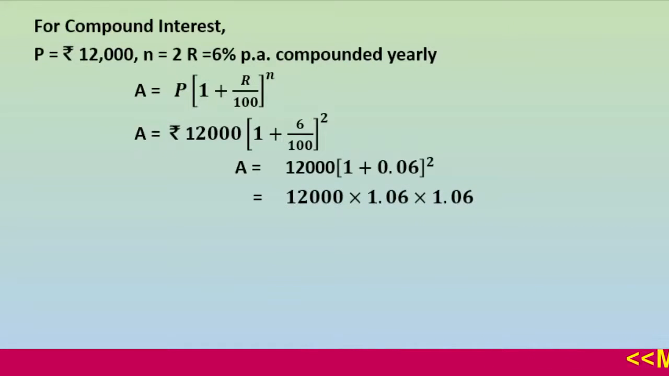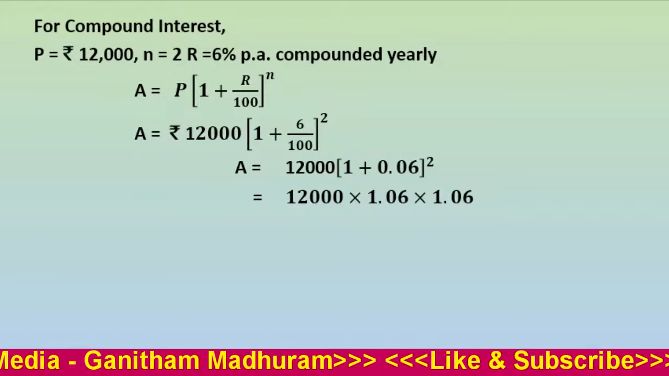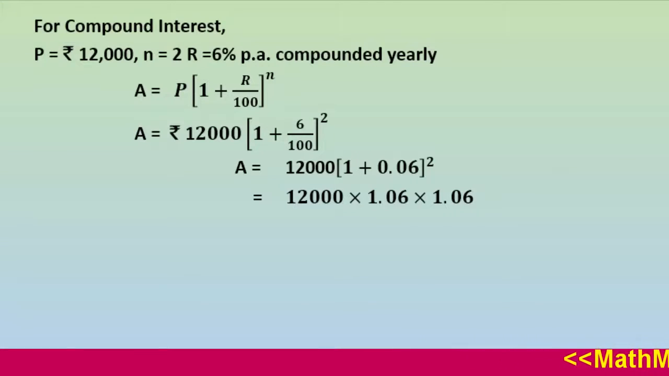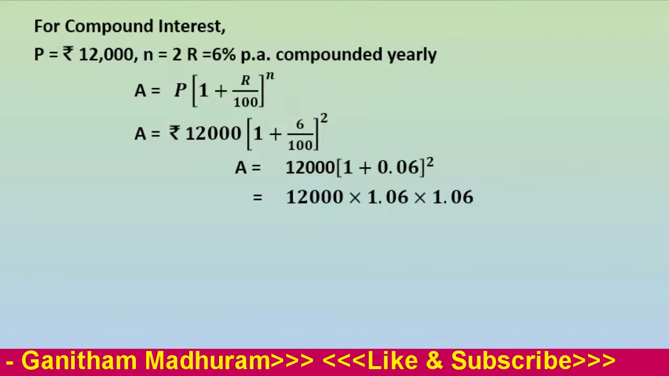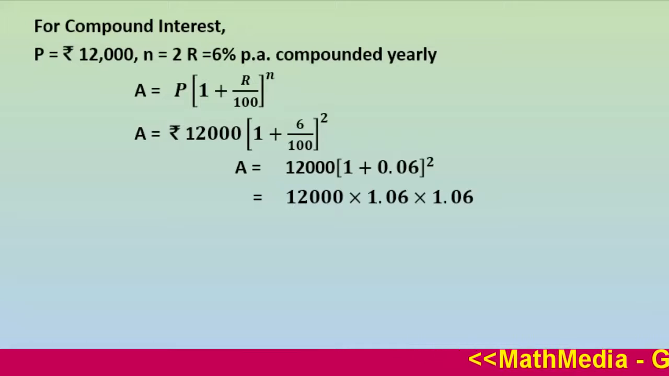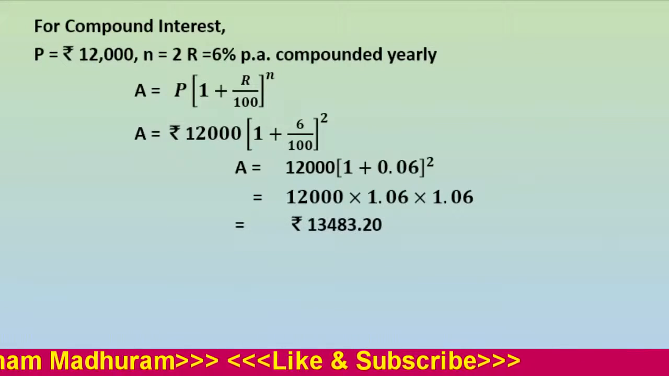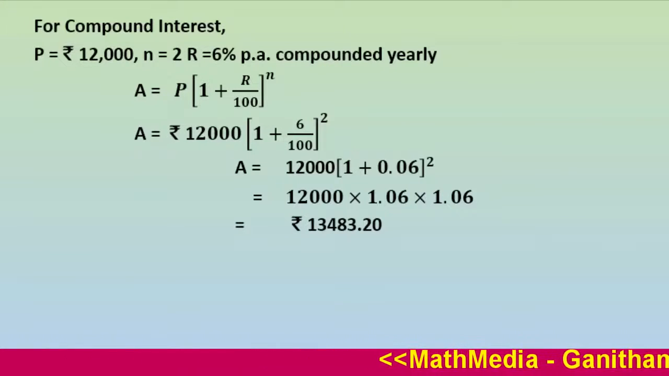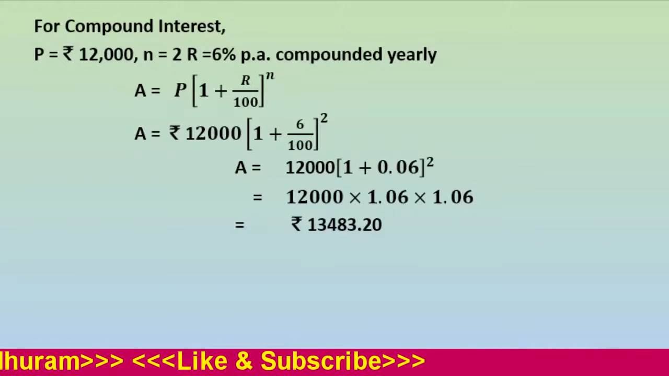Now we can write 6 upon 100 as 0.06. While adding with 1 we get 1.06. So A equal to 12,000 into 1.06 whole square. That means 12,000 into 1.06 into 1.06. While multiplying we get 13,483.20. What is this? Yes, this is the compound amount.